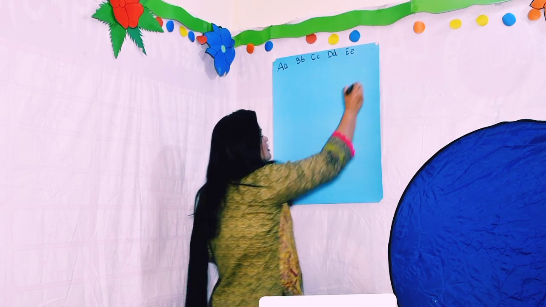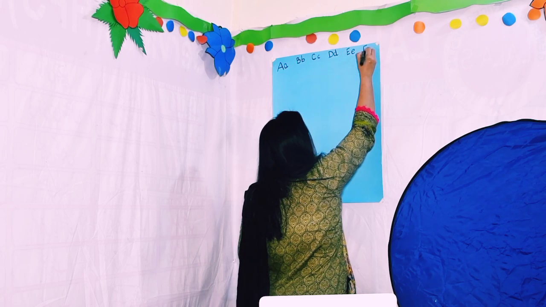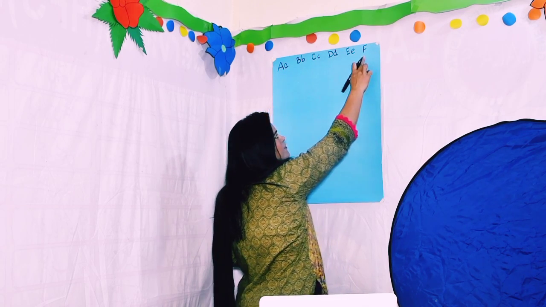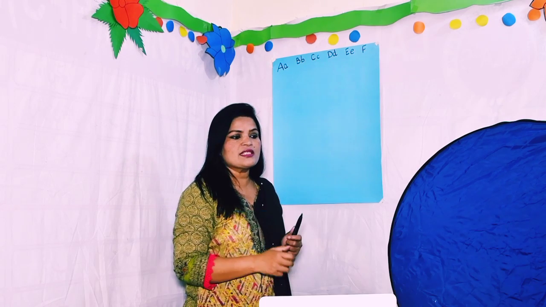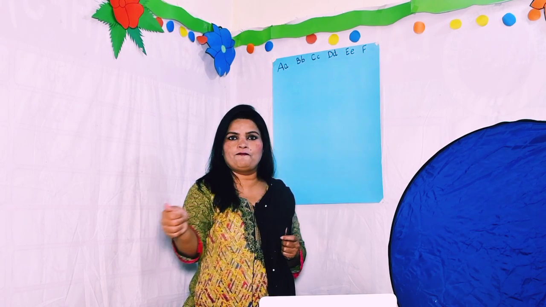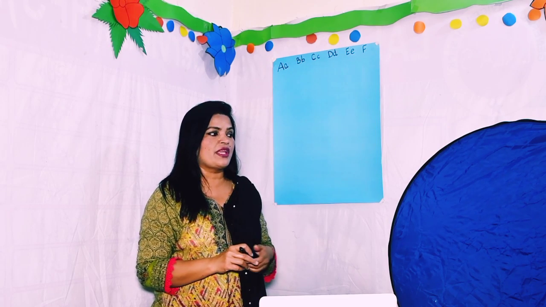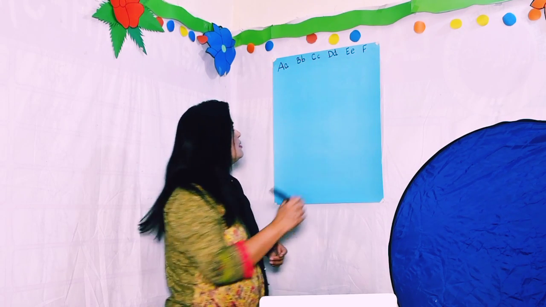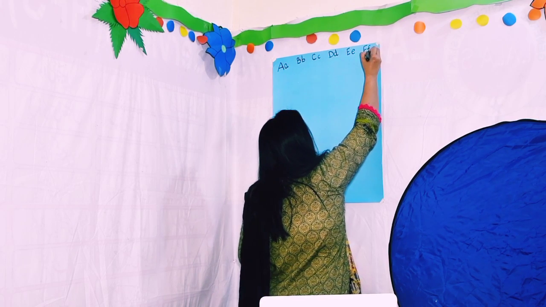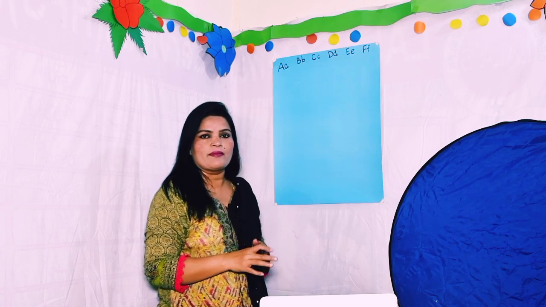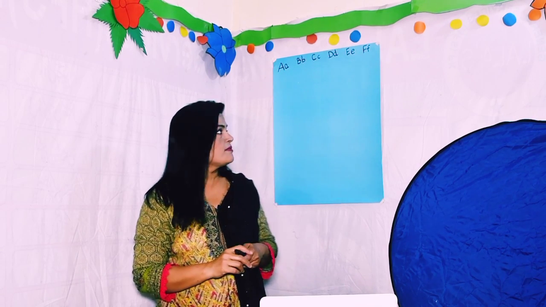And then we have letter F. This is letter F, and what is the sound of F? Sound of F is, we just say the sound in the air. Only air will come from our mouth, right?